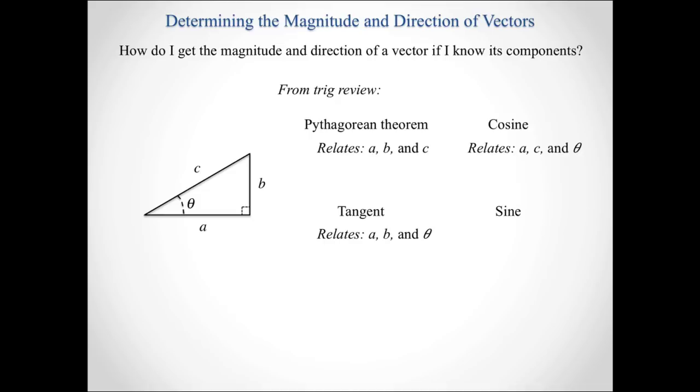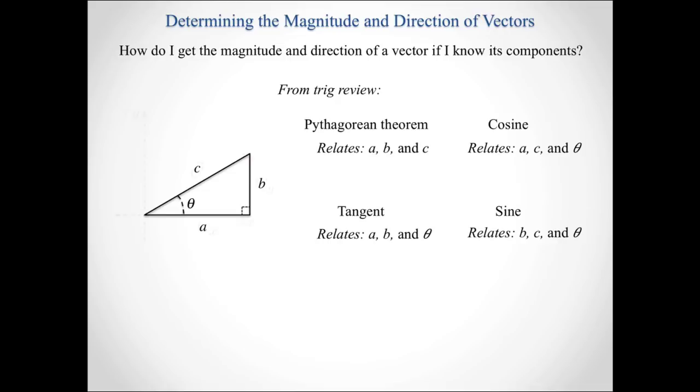Cosine relates the length of the adjacent leg A and the hypotenuse C. So A, C, and theta get related in the cosine, and then sine relates the opposite side, the hypotenuse, and theta. So B, C, and theta. So we've got four really powerful tools.